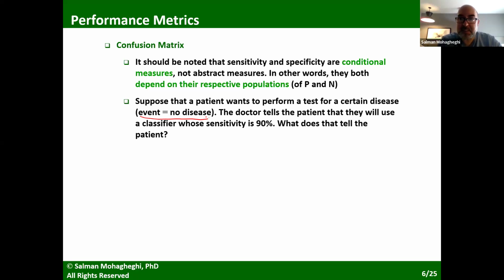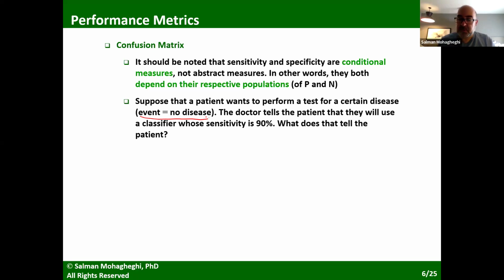Because when it tells you the sensitivity is 90%, what does that mean? That means assuming you don't have the disease, assuming you belong to the class of positives or events, I will tell you that with 90% accuracy. But that's assuming you do not have the disease. It doesn't look into the likelihood that you might actually have the disease. So depending on whether the disease is rare or not rare, you might feel differently about a classifier like this.